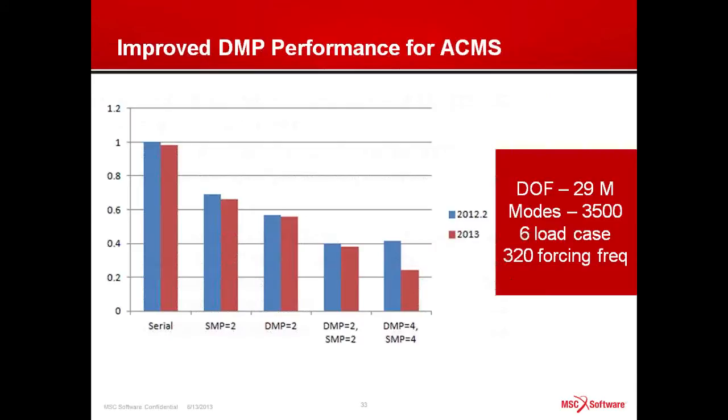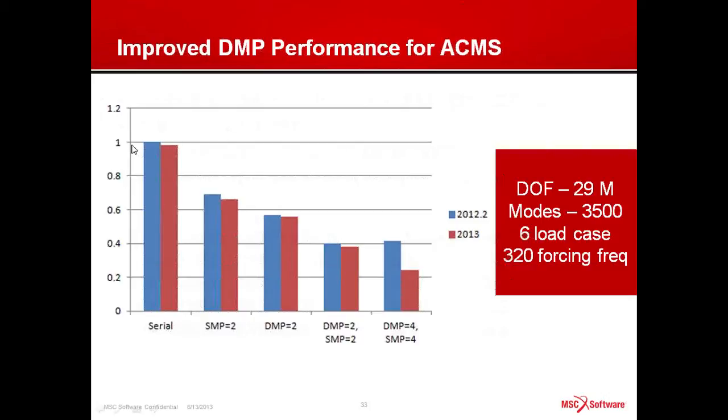Another improvement, especially focusing on ACMS for large modal analysis, was improving the ACMS processing for DMP-type architectures, and particularly the combination of DMP and SMP, or DMP when we went to DMP equals 4. This was an automotive model from one of our users, about 30 million degrees of freedom, 3,500 modes, around 324 frequencies. For less parallelism, there's not a substantial improvement in performance, but when we go to DMP equals 4, SMP equals 4, between 2012.2 and 2013, we get a substantial improvement.